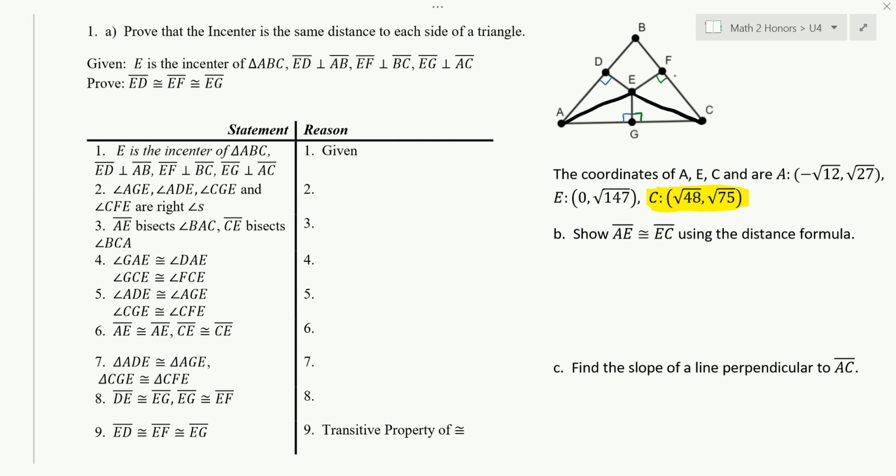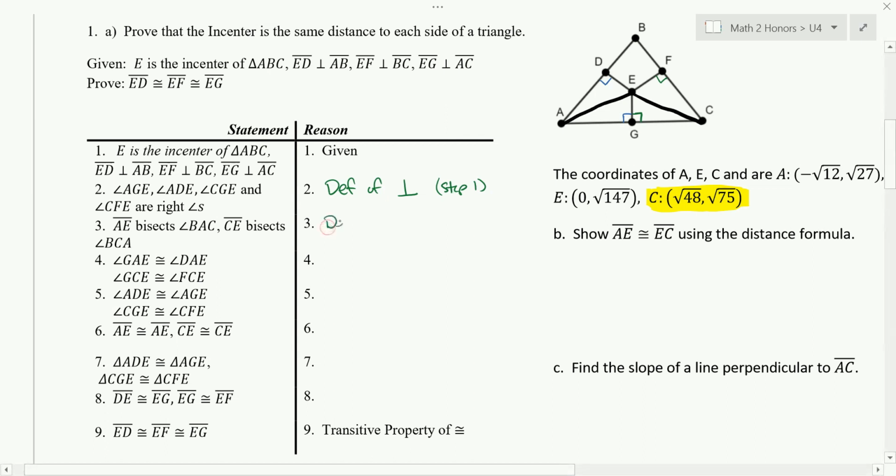So what's our reason for line 2? Yeah. Definition of perpendicular, right? In line 1 it says it's perpendicular, so we're able to jump there. All right, then line 3 says that AE bisects BAC and CE bisects angle BCA. Why would AE be an angle bisector and CE be an angle bisector?